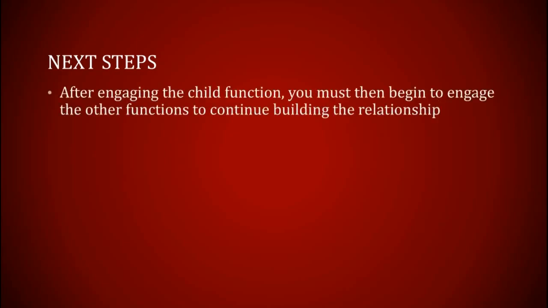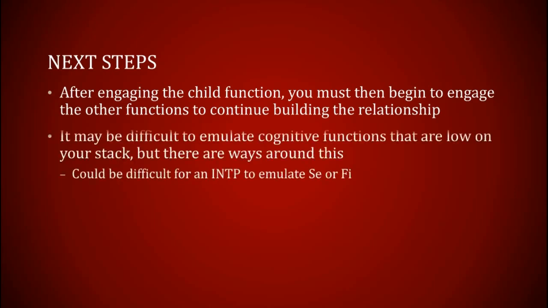Alright, so once you get the child function engaged, you have to start thinking about your next steps. Engaging the child function will really only get you so far. You have to be concerned with the other cognitive functions as well and satisfying them. So after you get that child function engaged, what do you do after that? Like I said, it's not enough just to engage the child function. You have to really engage the other ones as well. So after you get the child function on board, you need to start worrying about your other cognitive functions to continue building that relationship. And this may be a difficult task, to be honest.